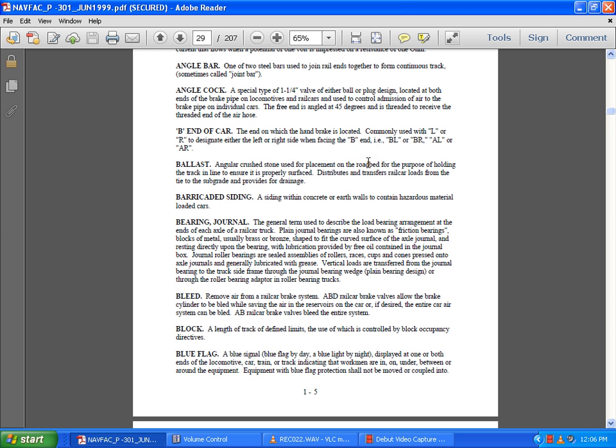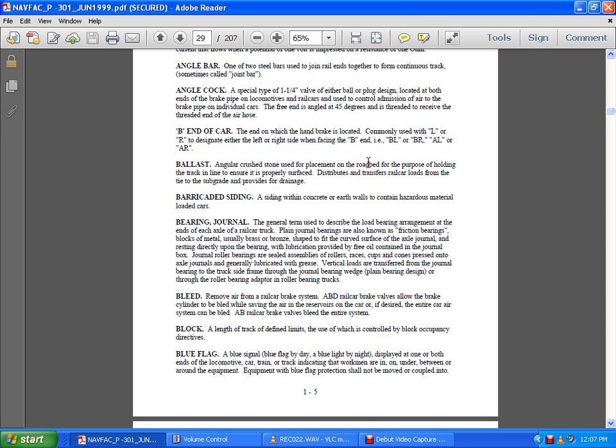Bearing journals. A general term described as a bearing arrangement of each axle in a railway car truck. The plain journal bearings are also known as friction bearings. A block of metal, usually brass or bronze, shaped to fit the curved surface of the axle journal and is restricting directly up to the bearing limit. Lubrication is provided by free oil contained in the journal box.